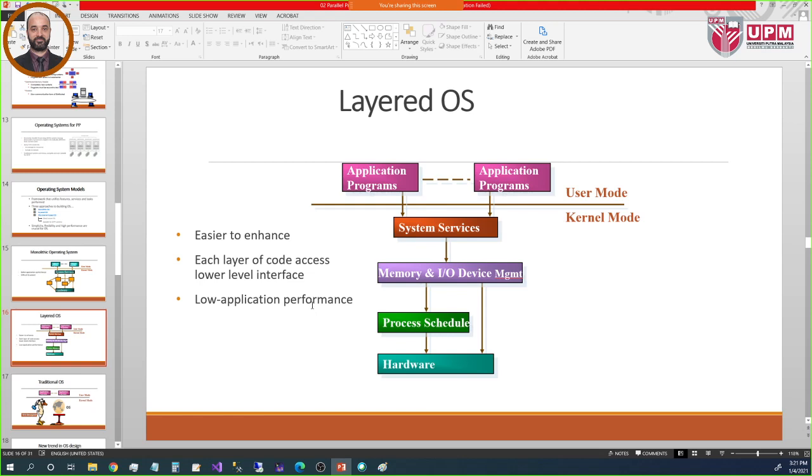Also low application performance. In this case, the application performance is a little bit low compared to the previous one, because this one should go through many stages or many layers, and between each layer and the other layers, we have to do some kind of encapsulation or decapsulation, which requires extra processing overhead.